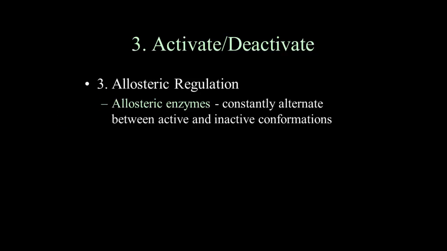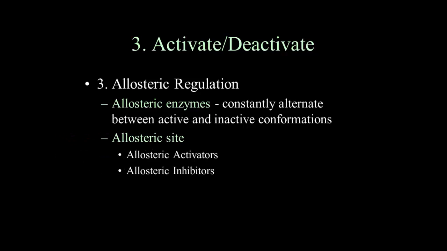Another form of activate-deactivate comes from what we refer to as allosteric regulation. And this is a form of control that only applies to very specially shaped enzymes called allosteric enzymes. They're different from others in that they are made in a way that they can constantly alternate between an active and an inactive form, or conformation. Allosteric sites are also present on allosteric enzymes, and these are places or surfaces where other molecules can be bonded, called allosteric activators and inhibitors.